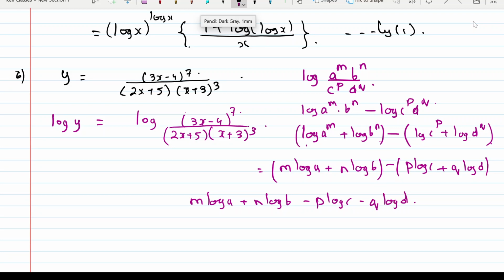ठीक है? So see this, m log a जो न्यूमरेटर में वो एडिशन में जाता है, m log a plus n log b minus p log c minus q log d. Okay, that's what always happens. So logarithms, whenever you're dealing with ऐसा any type of this, it will be numerators का जो भी जाएगा एडिशन में रहेगा, डिनोमिनेटर में जो भी है उसके साथ माइनस साइन. Okay, that's what is going to happen.